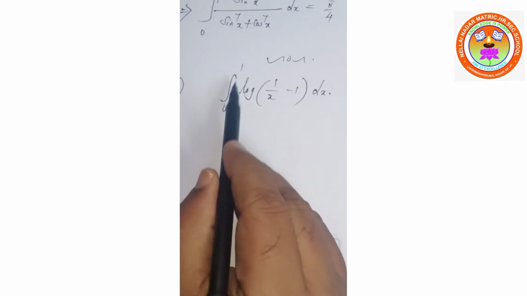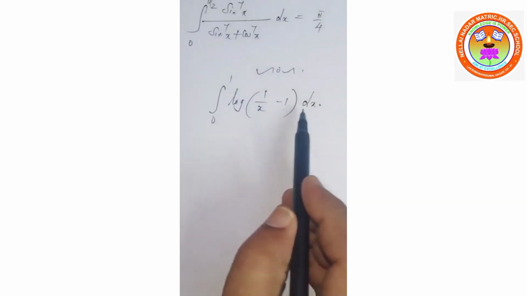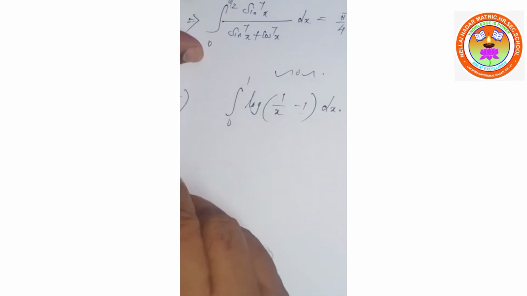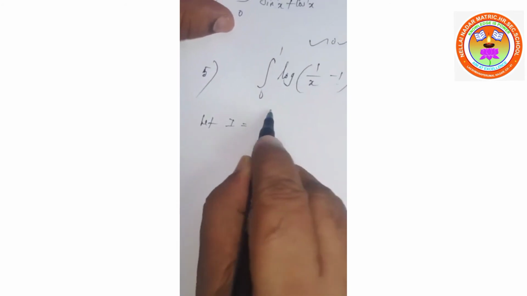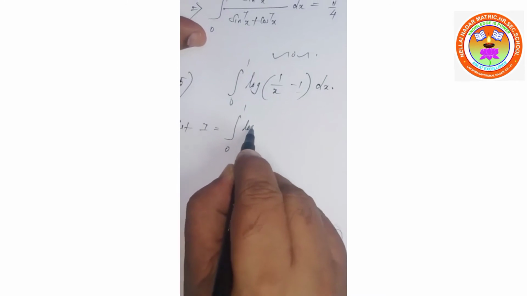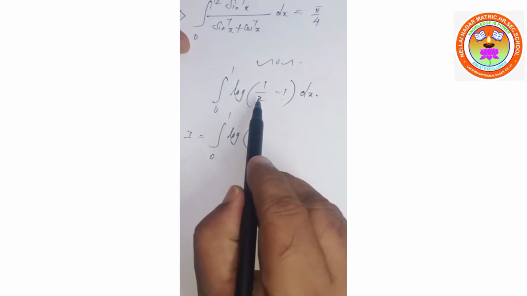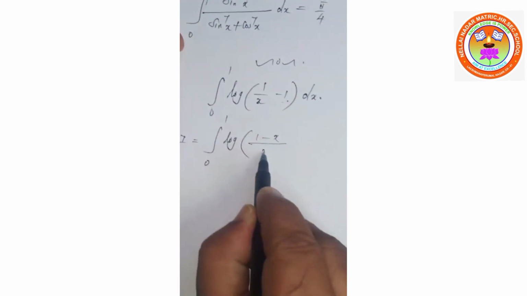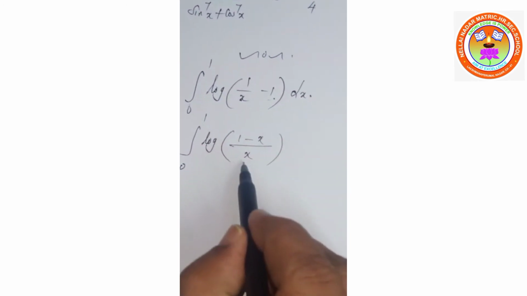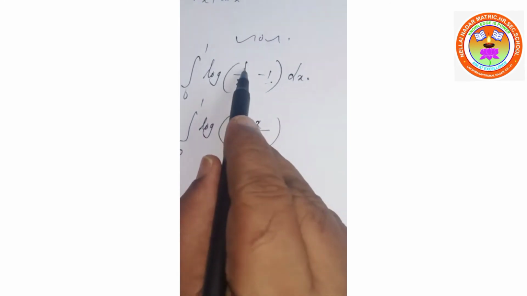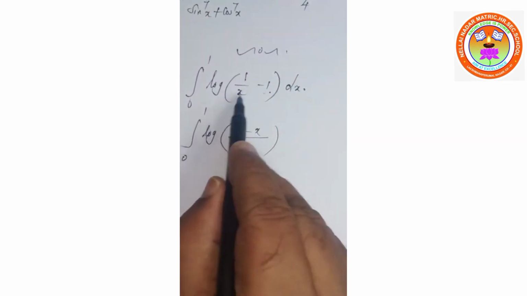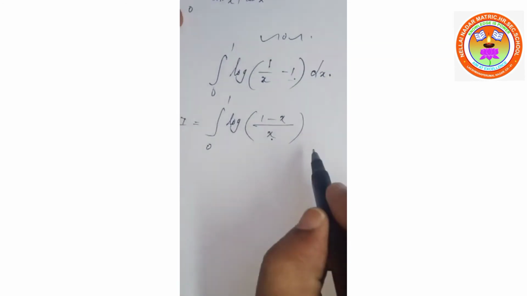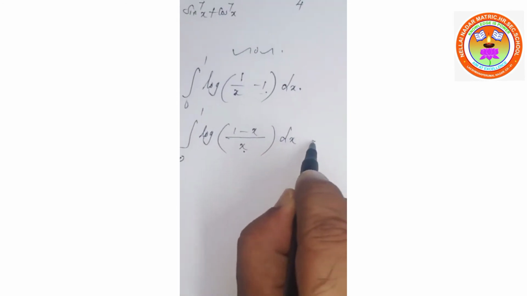Problem number 5. Using the properties of definite integrals, evaluate integral 0 to 1 log of 1 by x minus 1 into dx. Let I equals integral 0 to 1 log of 1 by x minus 1, which can be written as 1 minus x by x. Which one is the LCM? x is the LCM. Okay. So log of (1 minus x) whole divided by x dx. Let it be number 1.